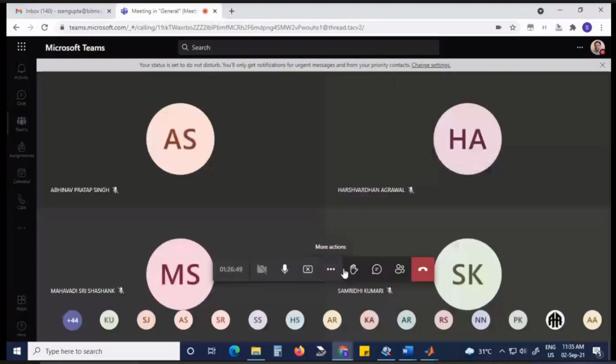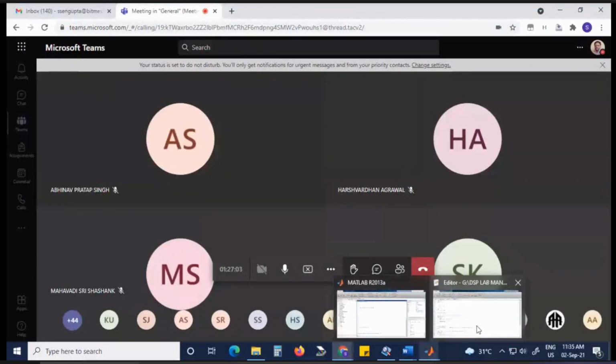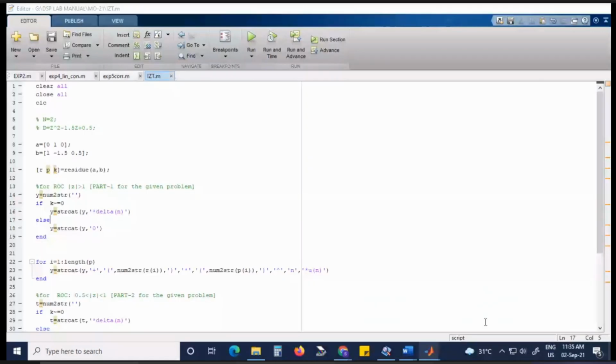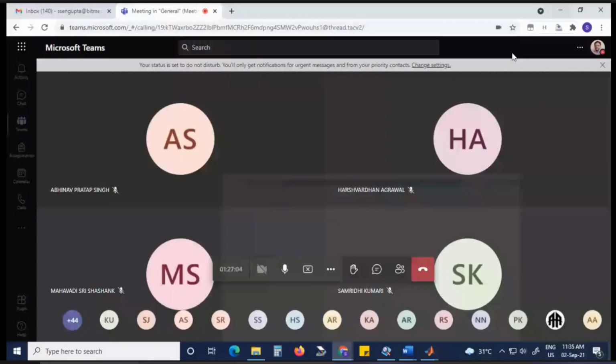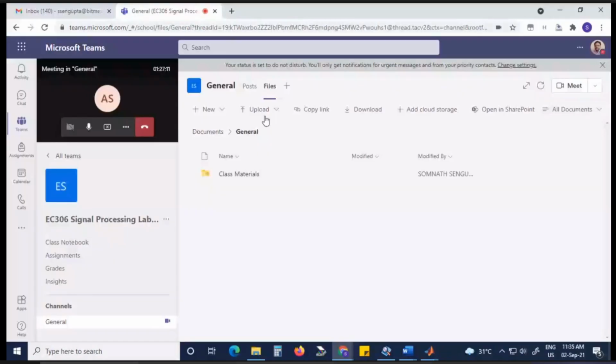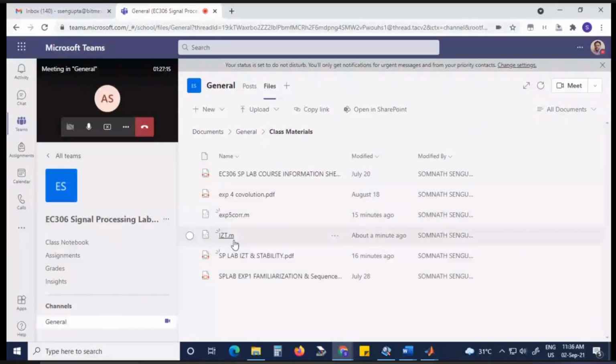So don't copy and paste from the program. You try to do it by yourself, and then only you will be able to understand it. Okay, so now we go through the program. Is it visible? That file is coming. Yes, sir. That is izt.m, the MATLAB file.